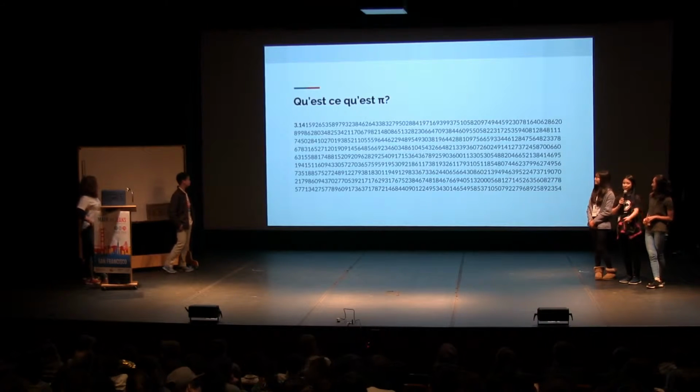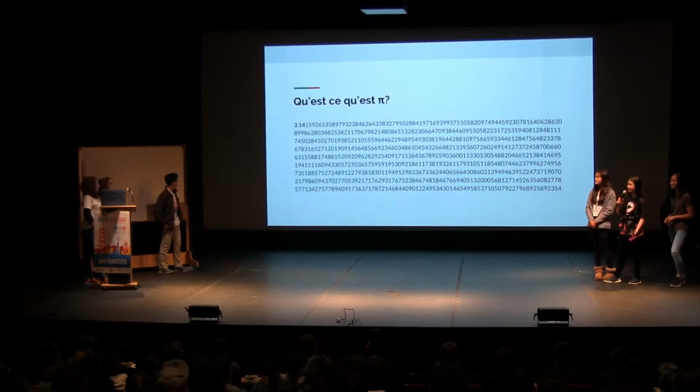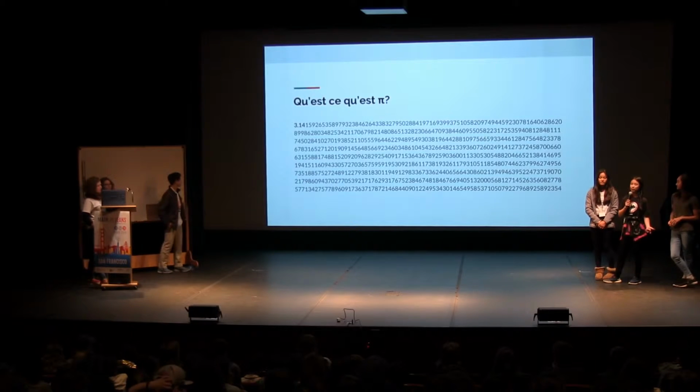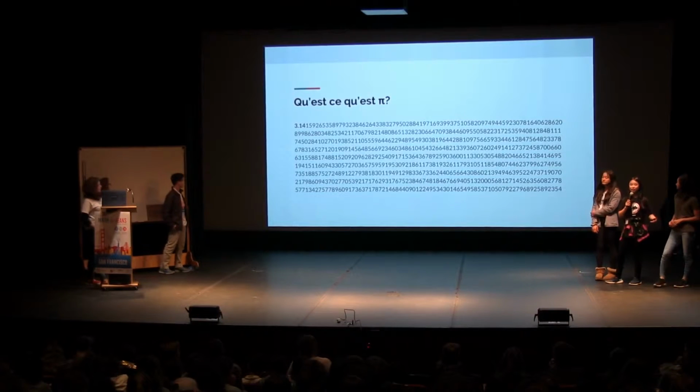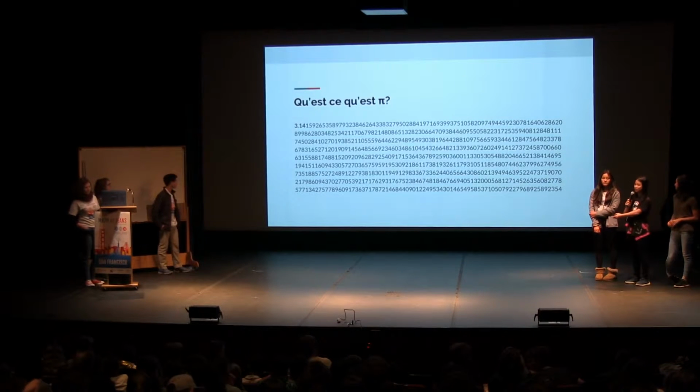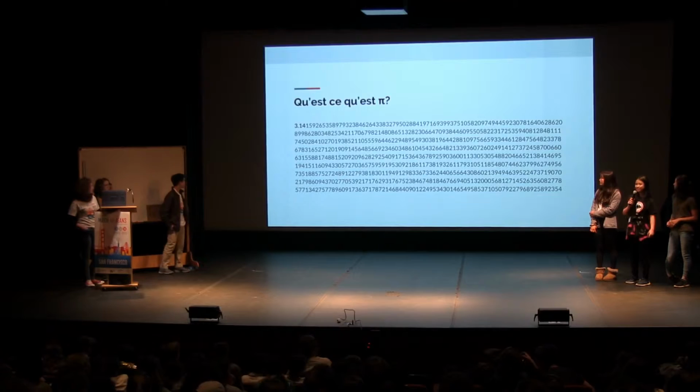Okay, so you probably all know what pi is, but it's an irrational number, so a number that can't be written nicely as a fraction. And it's infinitely long, so we didn't write the whole thing, but these are the first couple hundred digits.